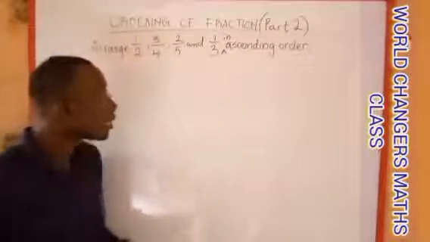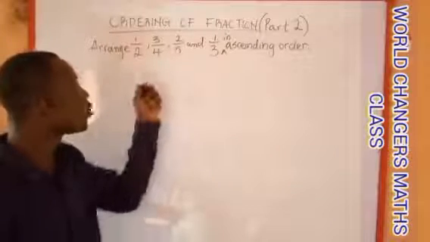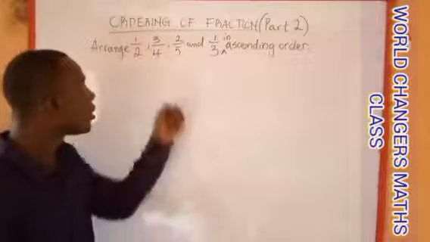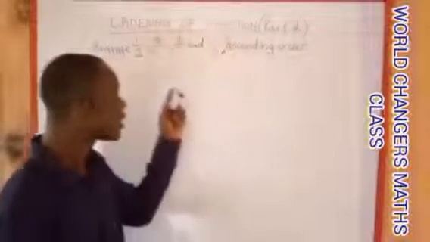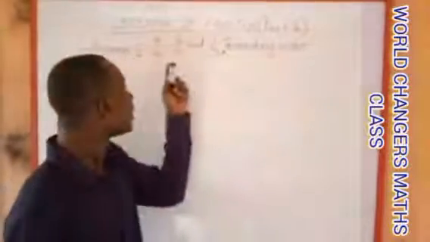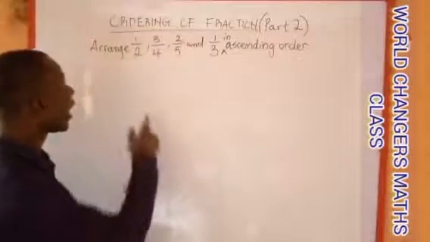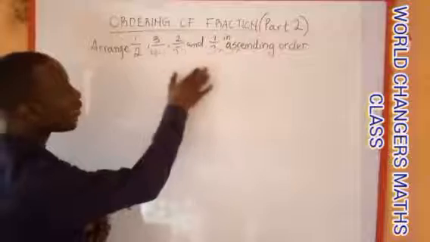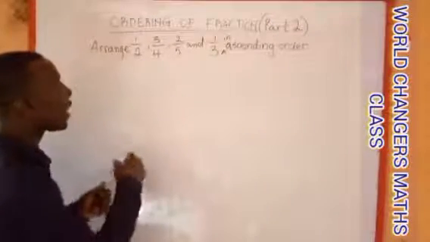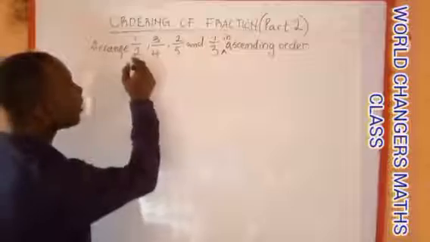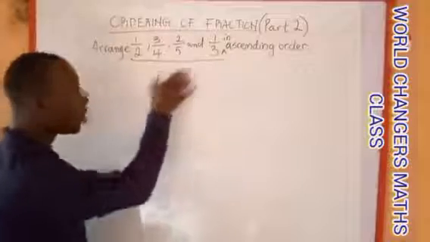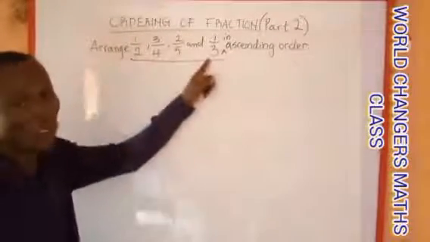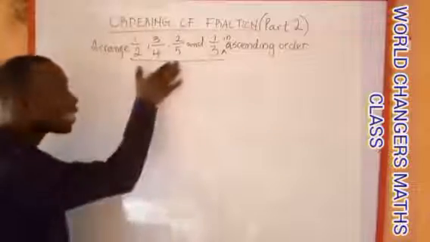But according to the statements of this question, we are asked to arrange 1 over 2, 3 over 4, 2 over 5, and 1 over 3 in ascending order. Now, this is the difference from part 1 of this teaching, ordering of fractions. In part 1 of this class, I showed how to arrange fractions in ascending order, and we discovered that all the denominators of the fractions were the same. But when you pay close attention to these four fractions, you discover that the denominators are different.